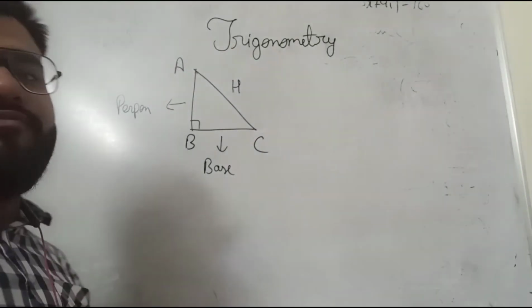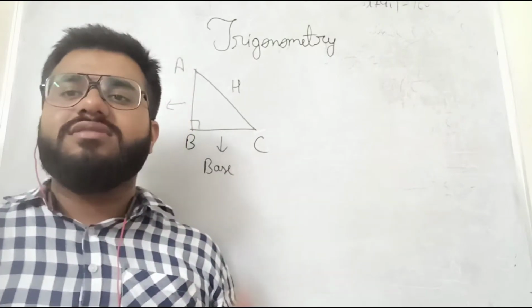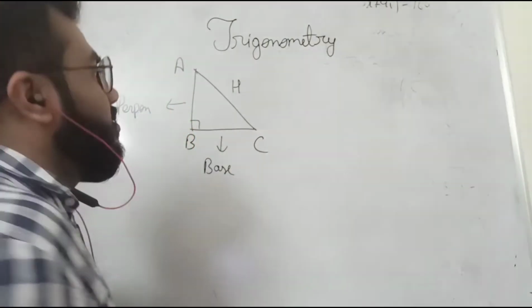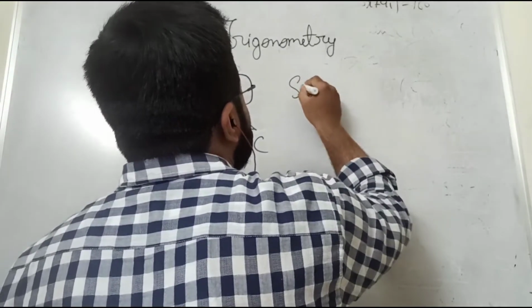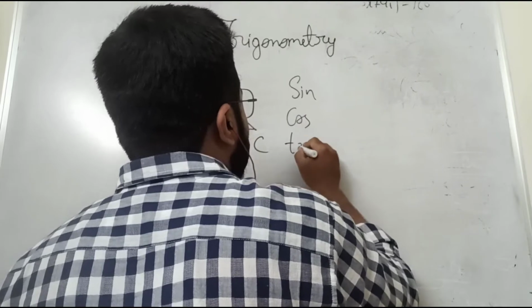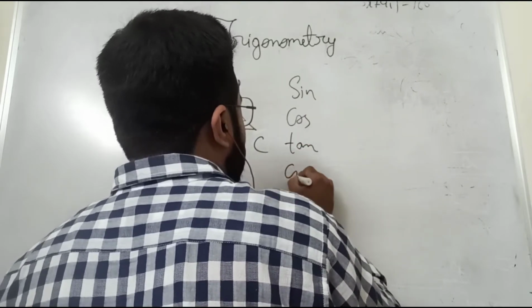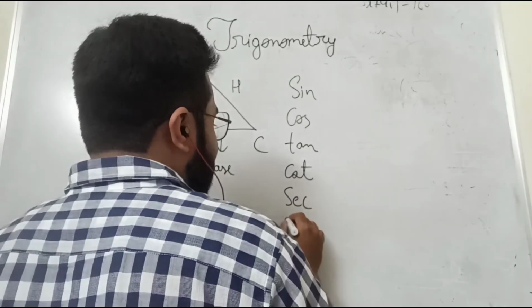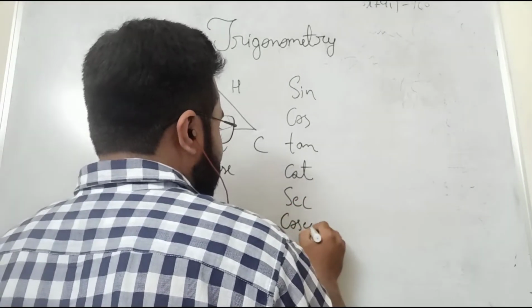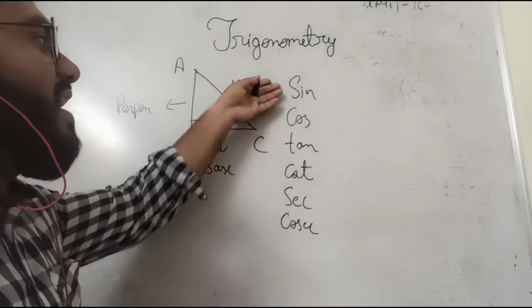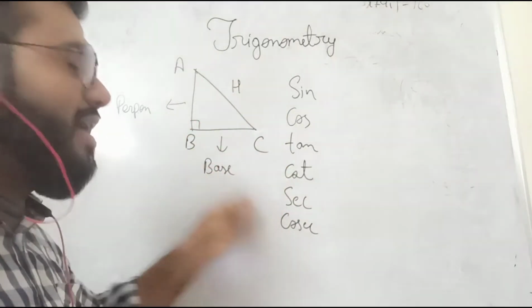Now students, for class 10th we will be discussing 6 trigonometric ratios. The first one is sine, the second one is cos, and then we have tan. After tan we have cot, then sec, and after that cosec. So how many trigonometric ratios are there? There are 6 trigonometric ratios: sine, cos, tan, cot, sec and cosec.